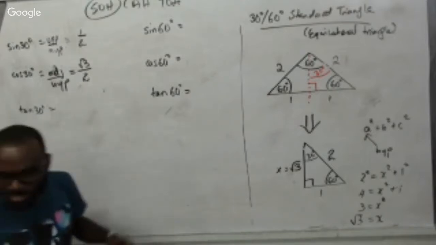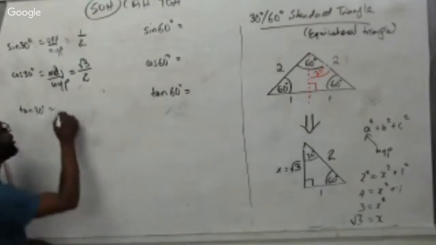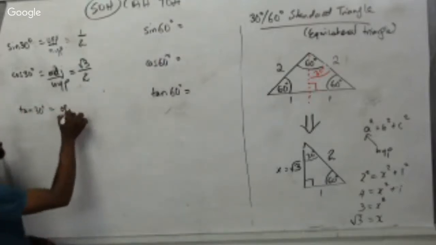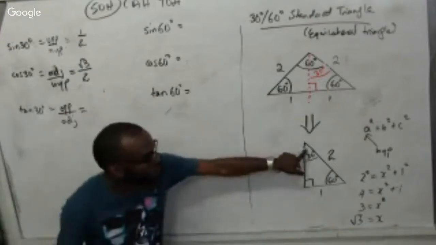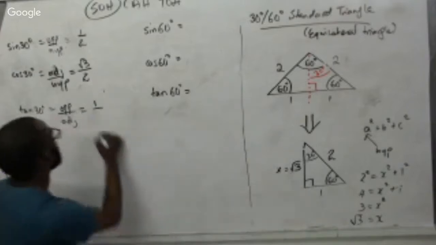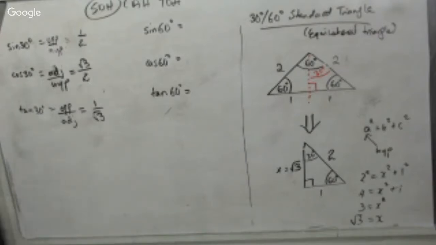Tangent of 30 degrees. Similarly, I'm going to put mine on the 30 and say, what is tangent? Tangent is opposite over adjacent. So I put mine on the 30 and say opposite is 1 and the adjacent side is root 3. Again, you will learn that root 3 in the denominator is not acceptable.